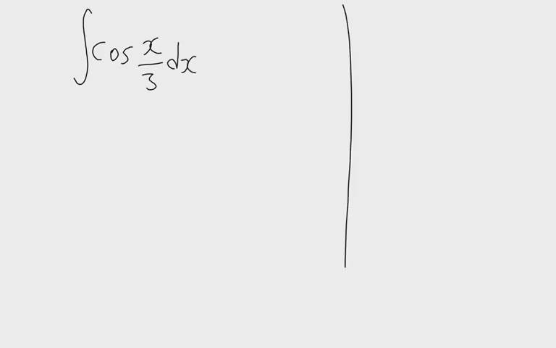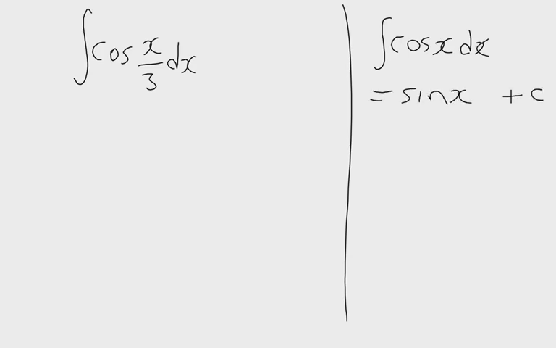Look at, we have the integral of cos x over 3 dx. Now, the integral of cos x is sin x, okay? And then that's plus 3. So in this case, the form of the answer will not change. It will be sine x over 3 plus 3. But we have to divide by the constant.